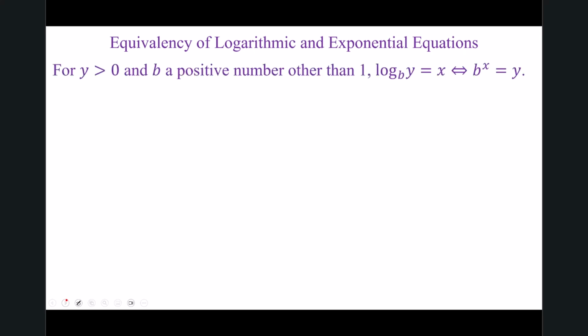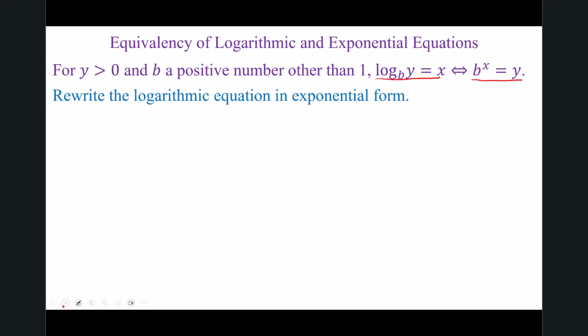Equivalency of logarithmic and exponential equations. For y greater than 0 and b a positive number other than 1, log base b of y equals x is equivalent to b to the x equals y. So you need to be able to go back and forth between exponential form, b to the x equals y, and logarithmic form, log base b of y equals x.